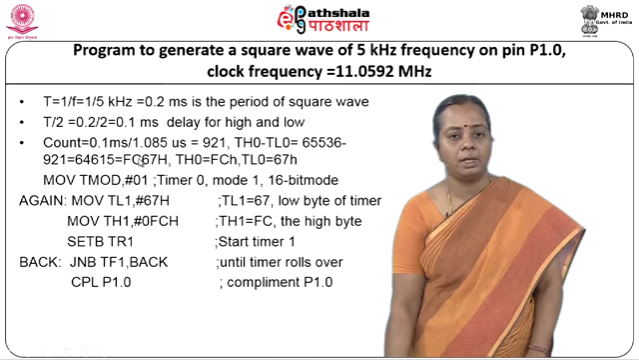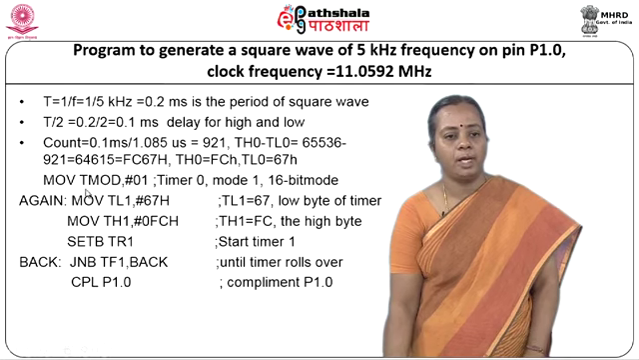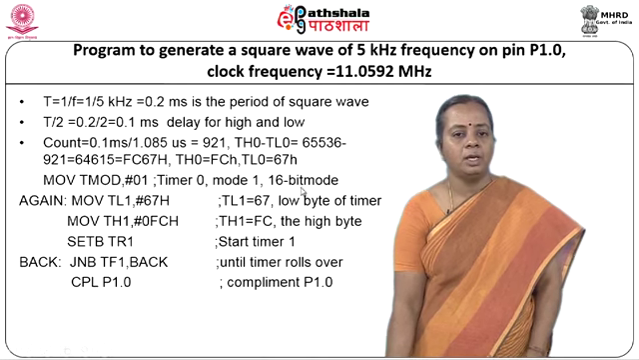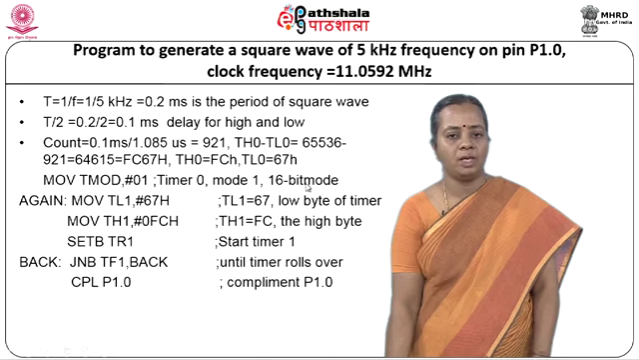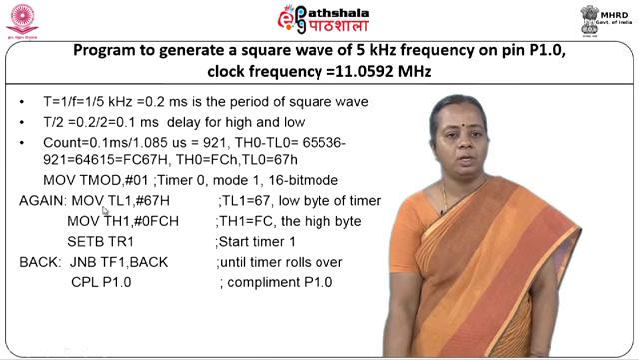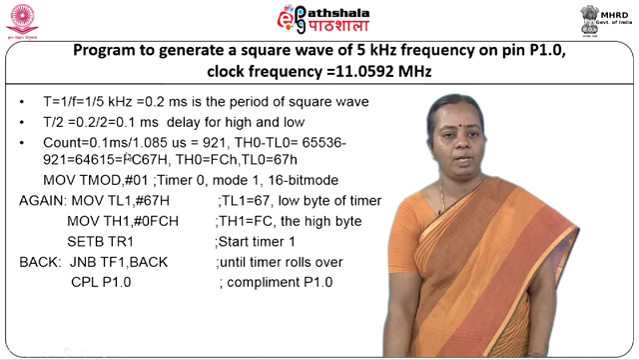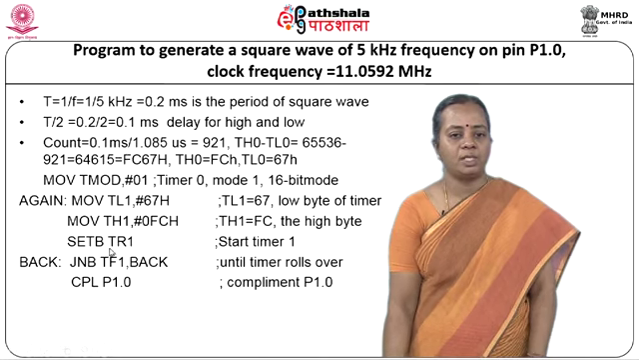First I will make it MOV TMOD, #01H, which makes timer 0 and mode 1 set. That means it is mode 1, which is nothing but a 16-bit mode. Now TL1 is equal to 67H and TH1 is 0FCH. We have preset these values to make 0.1 millisecond and we have started the timer with SETB TR1.